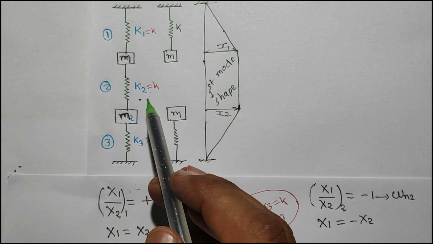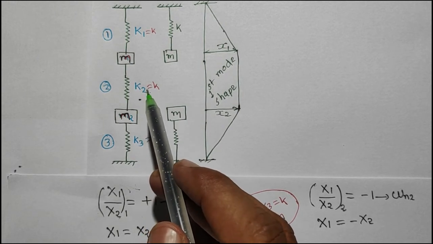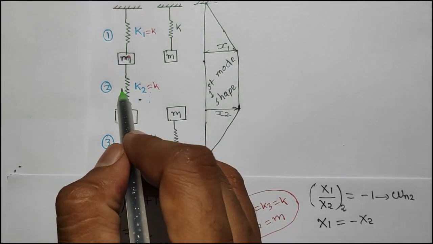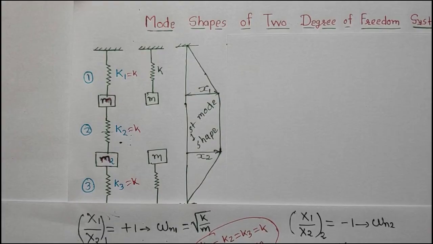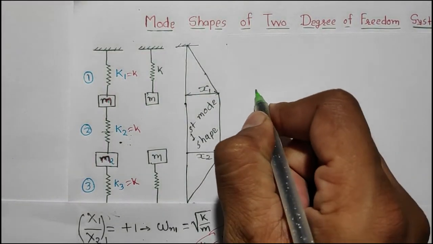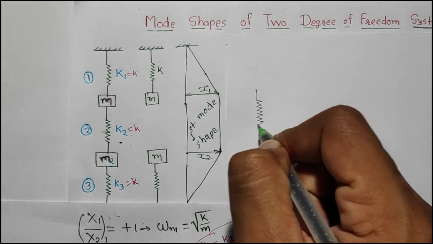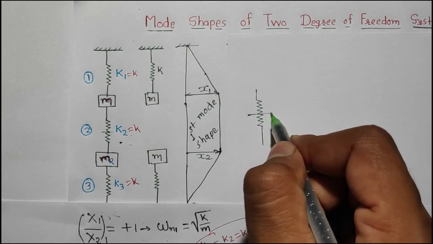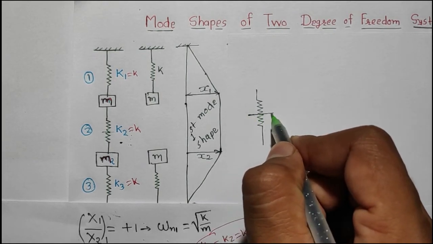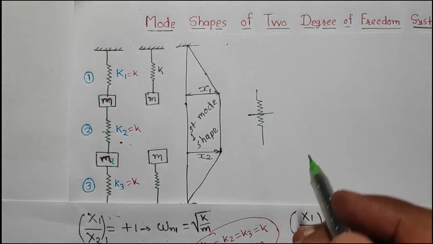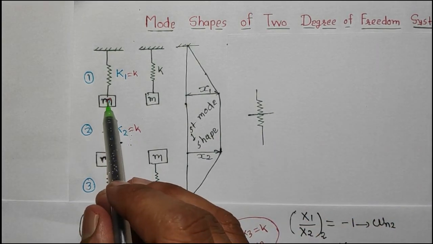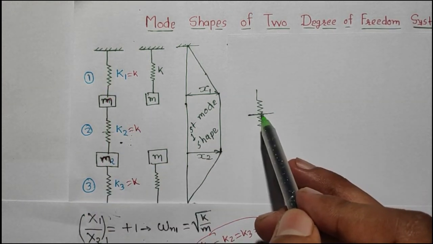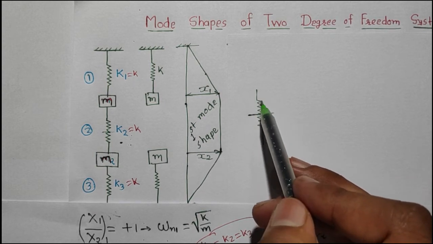Spring 2 will experience compression and tension, but one point will not experience either compression or tension, and that point is the middle point of the spring. Now to study the behavior of spring 2, we have to consider the middle point of the spring. This middle point of spring 2 will not experience either compression or tension. If this mass m is moved in upward direction, then the spring will experience tension from this midpoint in upward direction.